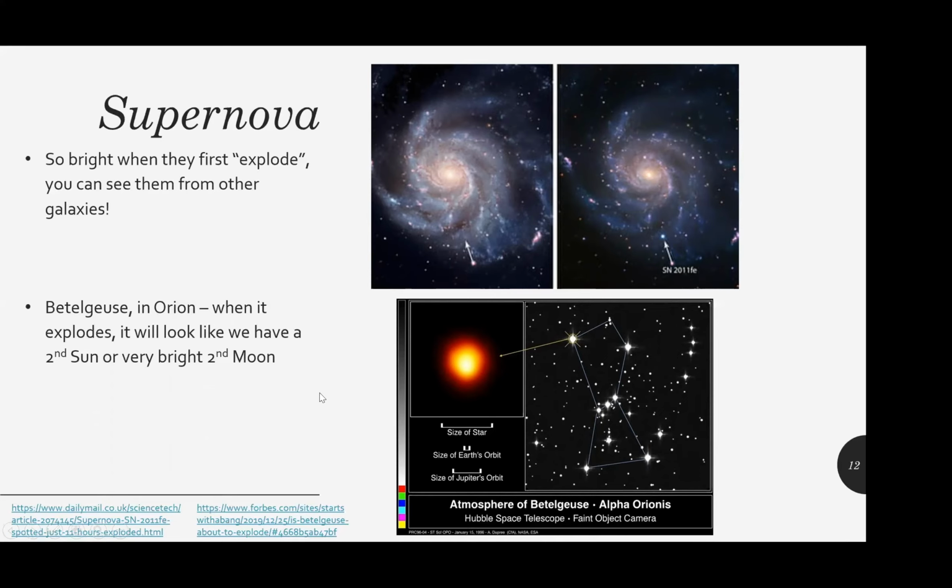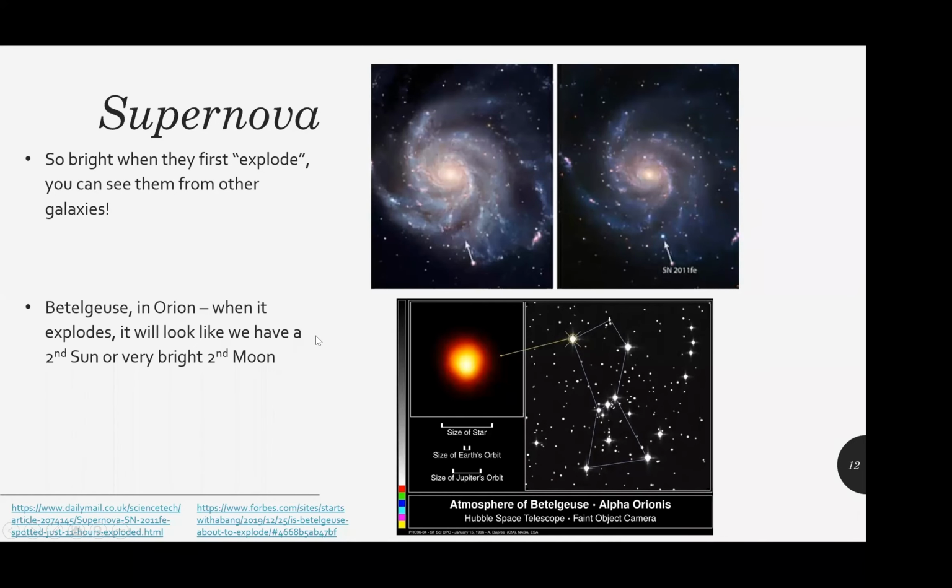And then some supernova candidates to look out for in our own galaxy. One of them is this star called Betelgeuse. It's in the constellation Orion. It's his shoulder, the one connected to his sword, not his shield out in front of him. Not this one here, but the one connected to his sword that goes up and out. So Betelgeuse is a red supergiant star, and you can tell it's a supergiant because, for scale, here's the size of the star compared to Earth's and Jupiter's orbit. So this star is hundreds of times at least the size of the sun.